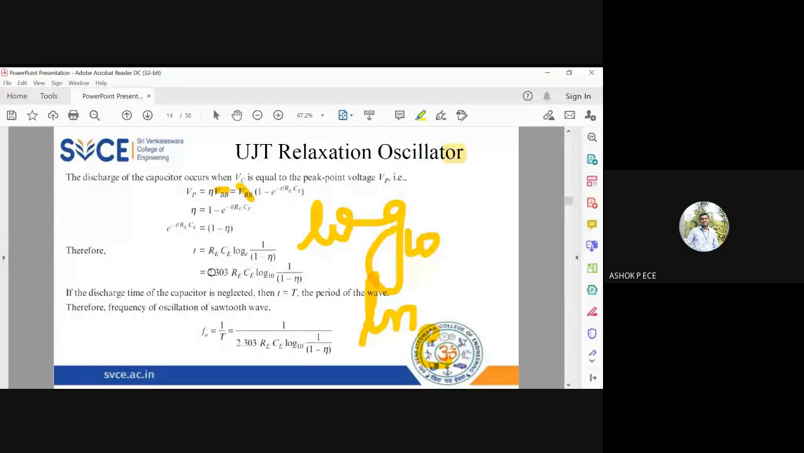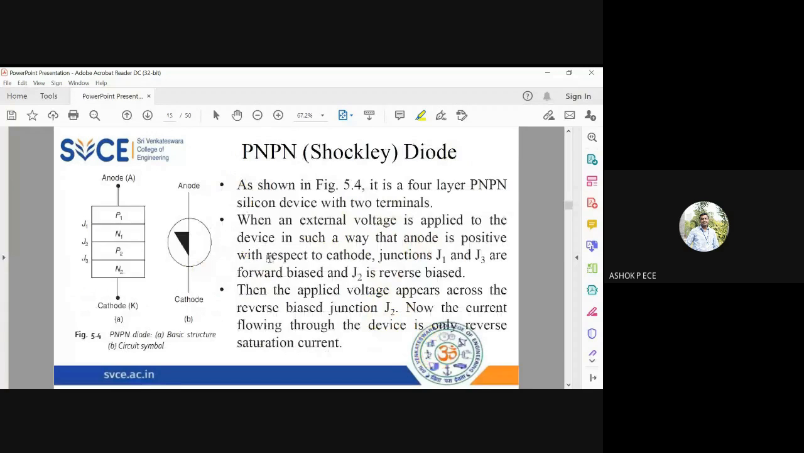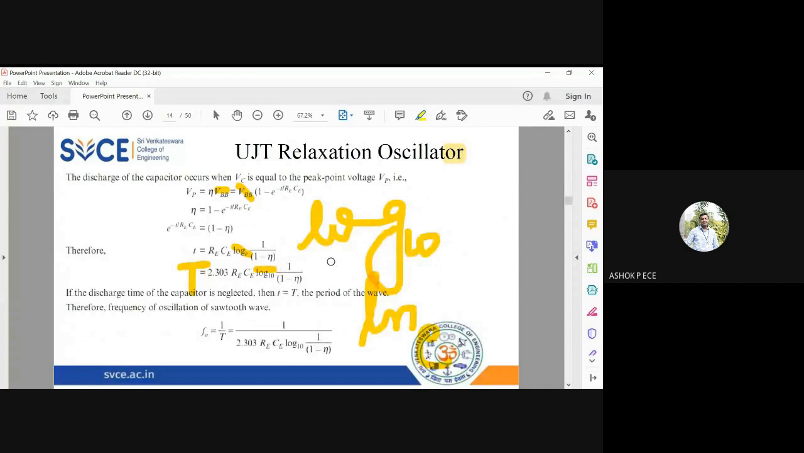So t is equal to 2.303 Re Ce. Here, log to the base e is becoming log to the base 10. If you are converting log to the base e to log to the base 10, you have to multiply by 2.303. So t equal to 2.303 Re Ce log 1 by (1 minus eta). This is the time period, capital T. Frequency is 1 by T, so f equal to 1 by 2.303 Re Ce log 1 by (1 minus eta). This is going to be the frequency of oscillation of the sawtooth waveform, which is got from the UJT relaxation oscillator.